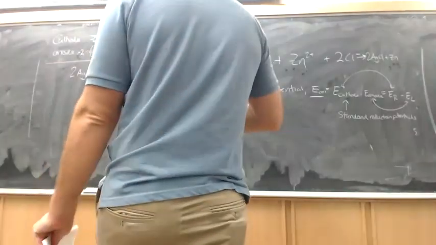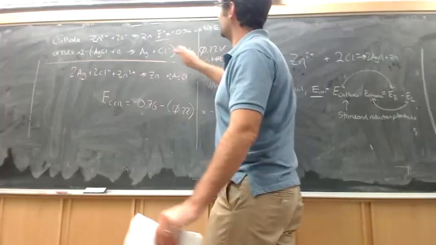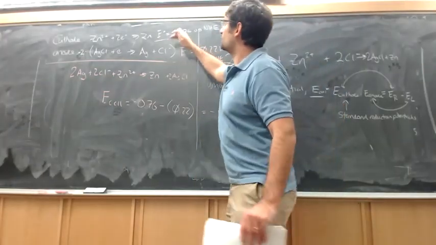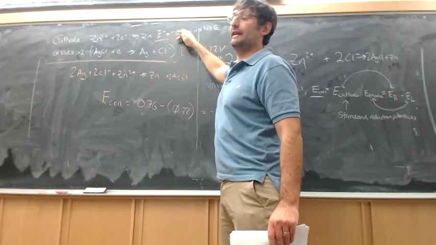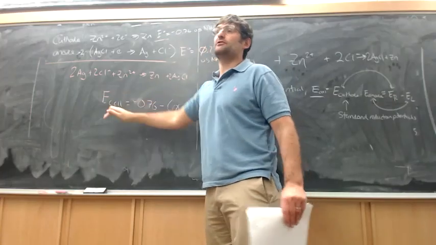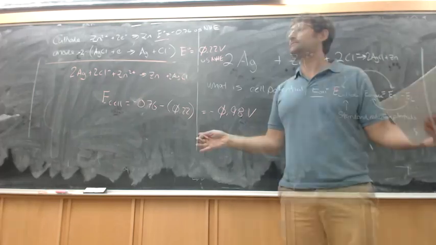Now, I could say it's 0.98 volts versus silver chloride. But that would be describing this half reaction. Negative 0.98 versus silver chloride. But it wouldn't be describing the cell potential. Cell potential is not versus a reference electrode, it's the actual potential coming off that cell.